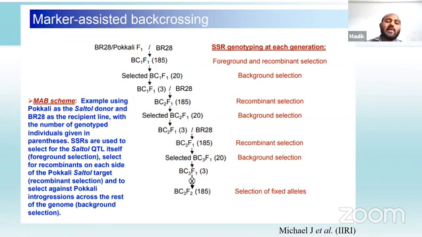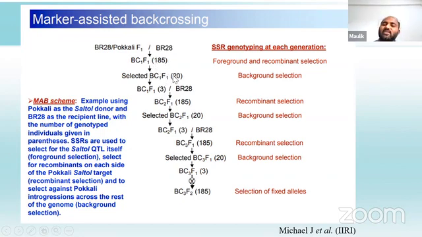So this is the MAB scheme using Pokkali as the Saltol donor and BR28 as the recipient line, with the number of genotypes. See this: BC1F1 foreground and background selection. Select 185 total plants.